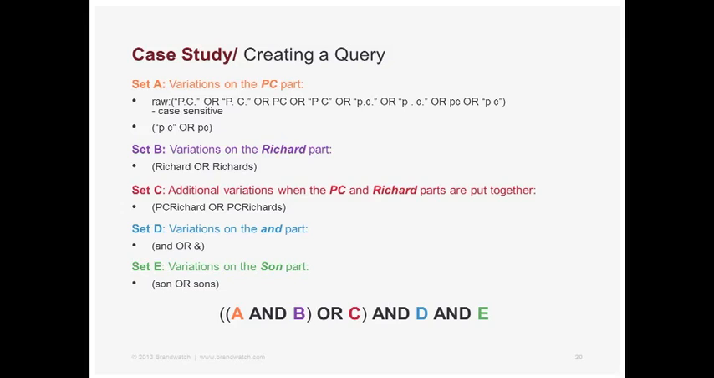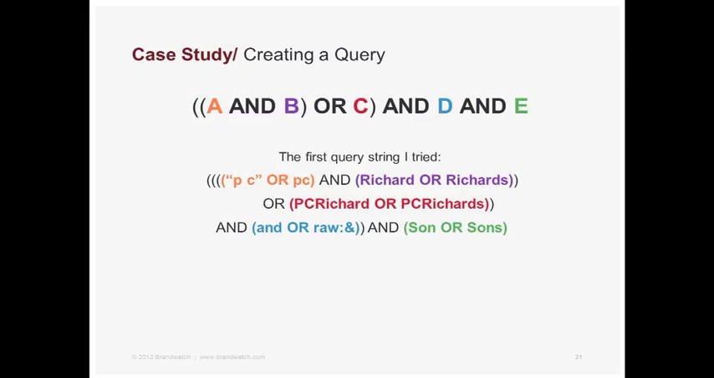And then with set B in purple, I have the variations on the Richard part, plural or singular. And then set C would be an additional case when the PC and the Richard parts are stuck together without any spaces. And then once we figure out we've got mentions with the PC Richard part, we want to also find mentions that have the "and" following it, so that would be "and" or ampersand. And then we want to find the word son or sons. So we're going to look for pages that have all of those three things on it, and it would look kind of like the framework on the bottom: A and B, the PC and the Richards, or C with no space, and D, which is the "and" part of it, and the son or the sons.